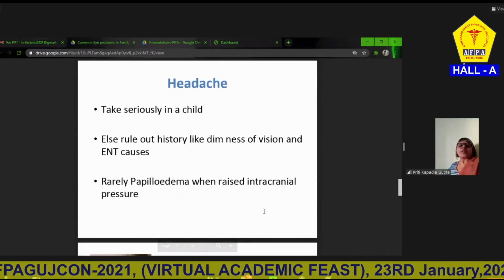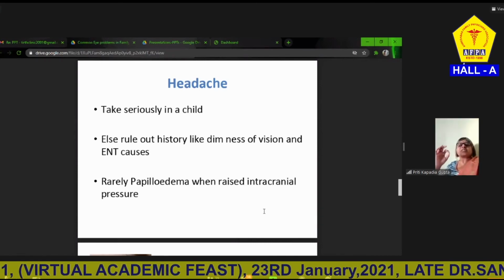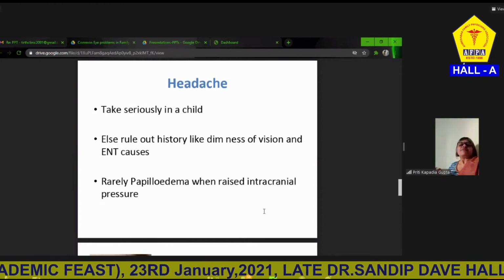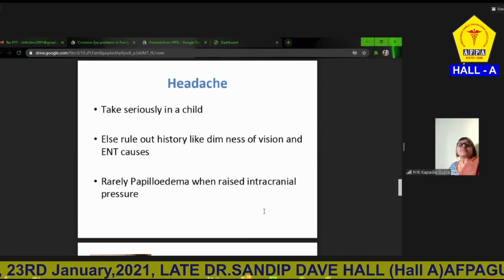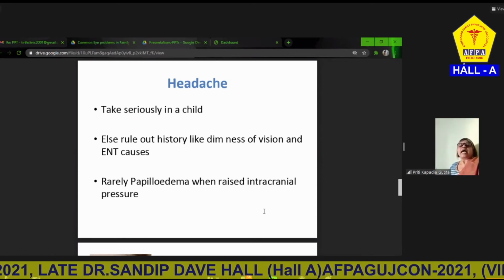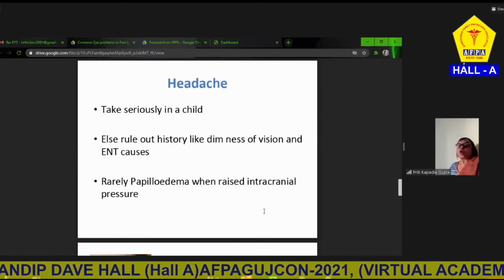So headache is one very important thing. I think we all should know that, you just have to see what the age your patient is. If he or she is a child, you have to take it seriously, because it really causes a lot of harm for the studies and everything. And hypermetropia, again, in children is a very common cause.